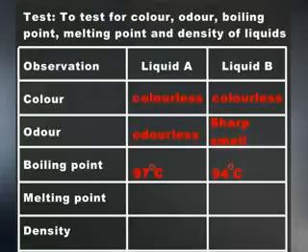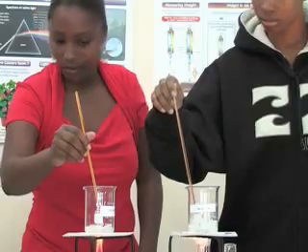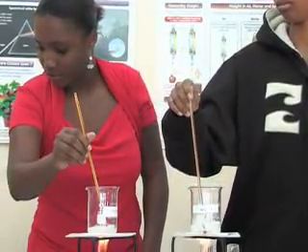The melting point of A is 1 degree Celsius. And the melting point for B is 6 Celsius. Now it's getting interesting. Let's do the density test and see what is the outcome.